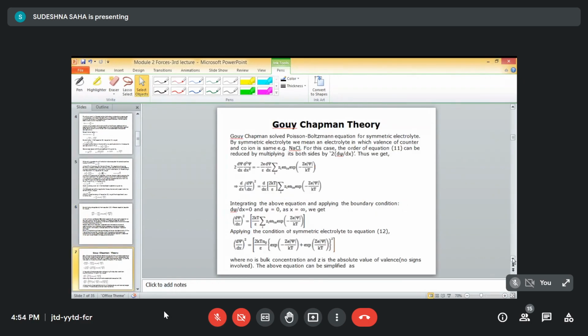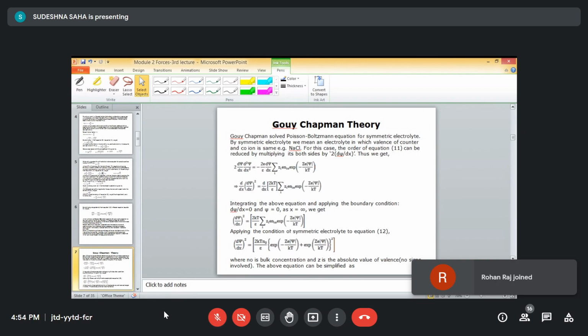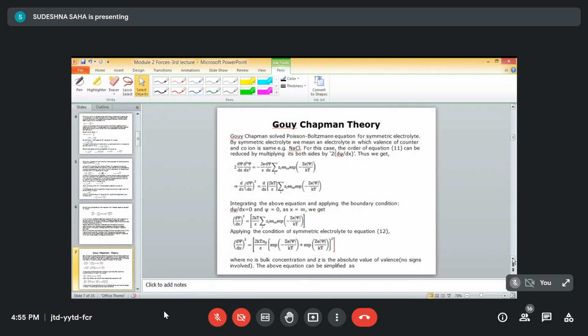Next we come to the Boltzmann theory. So Boltzmann basically solved the Poisson-Boltzmann equation for symmetric electrolyte. We will see the Debye-Huckel equation for asymmetric electrolyte. By symmetric electrolyte, we mean an electrolyte in which the valence of counterions and coions is the same, like NaCl. Sodium chloride is a symmetric electrolyte, whereas aluminum chloride, AlCl3, is an asymmetric electrolyte.